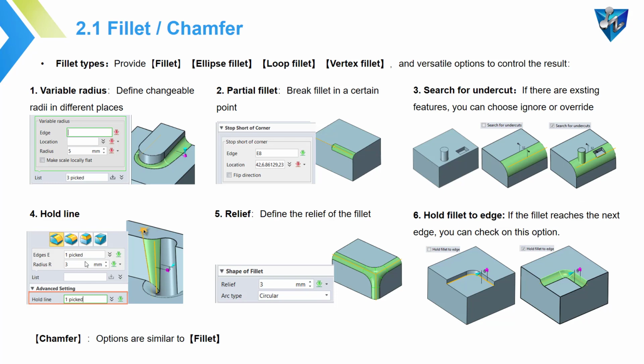The fourth option is hold line, which means you can control the border of the fillet by a hold line. The next option is relief, so you can define the relief of the fillet. And the last one is hold fillet to edge. Sometimes the fillet radius reaches the next edge, so you can check this option to continue the creation, or it will fail.